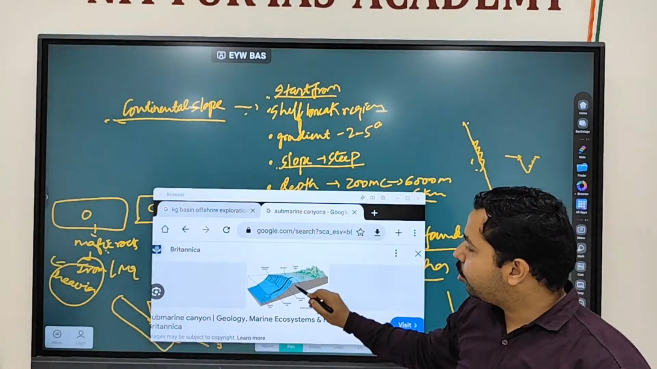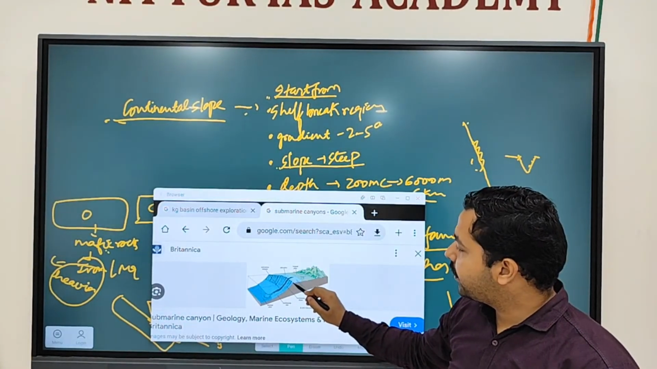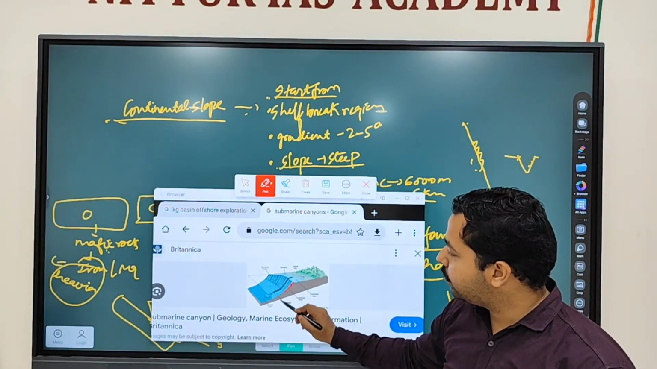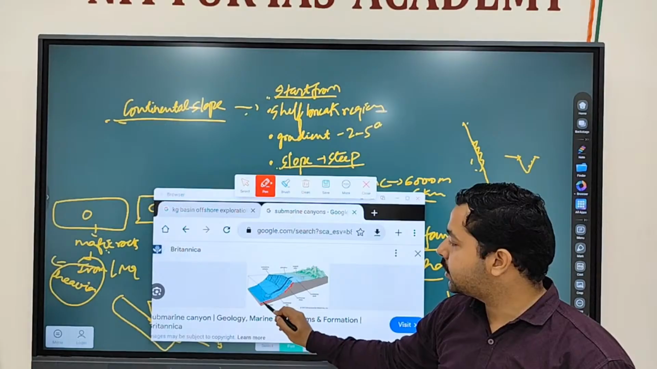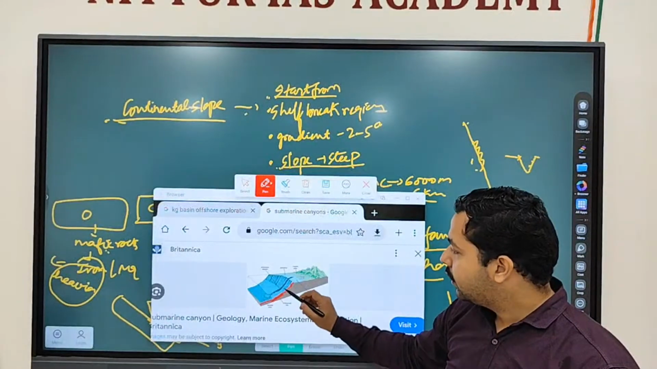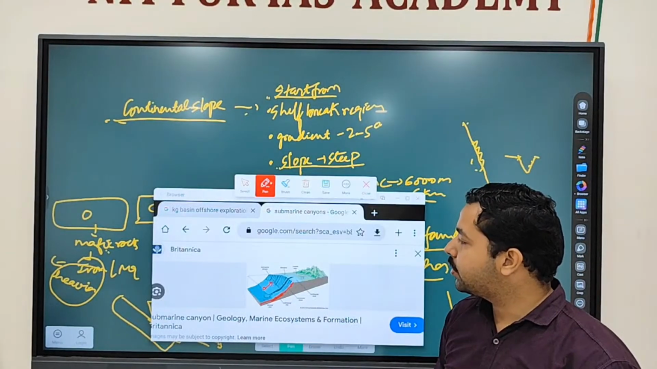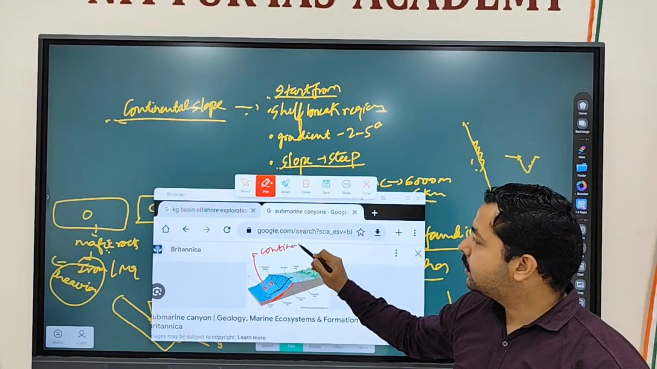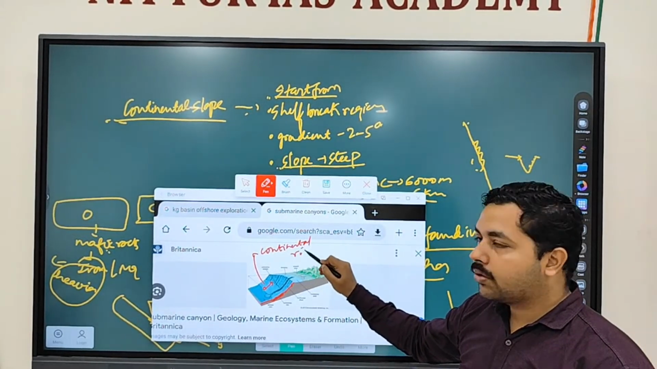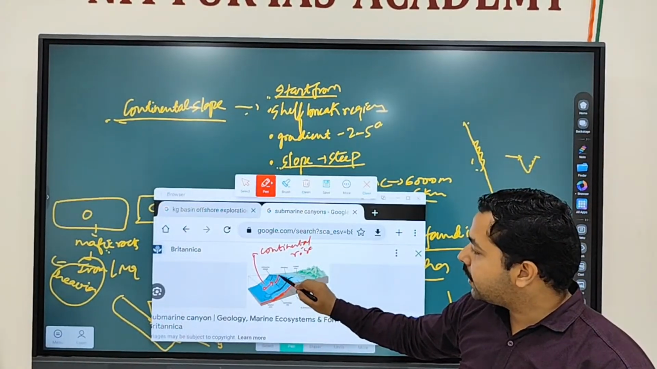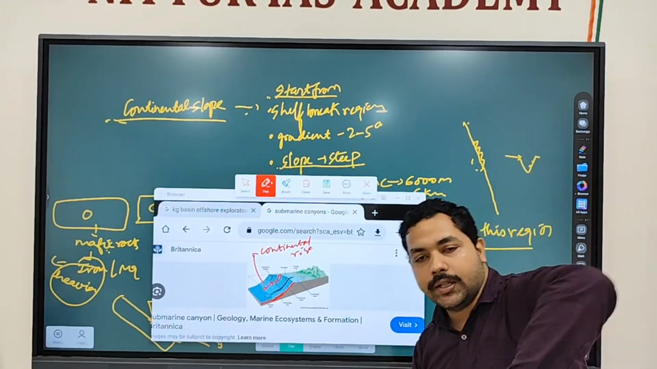Once this slope is declining, from here to here, you see the continental slope. After that, before joining the deep sea plain, you see this region with a lower gradient. This region with a lower gradient is referred to as the continental rise. The slope has a very steep gradient, but when you are reaching the bottom, again what will happen?